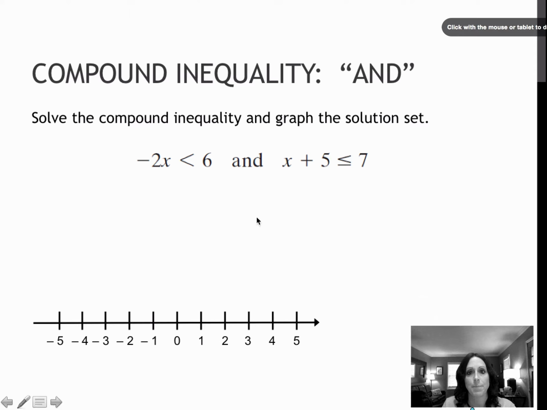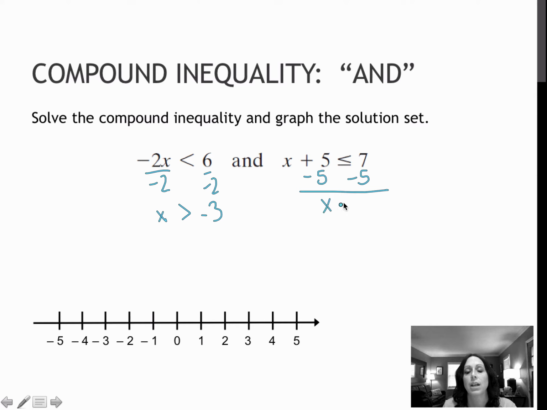Let's try this one again. This one I'm going to divide by -2. Because I've divided by a negative, we know our rule is to flip that inequality around. So I get x is greater than -3. And this one I'm going to subtract 5. x is less than or equal to 2.